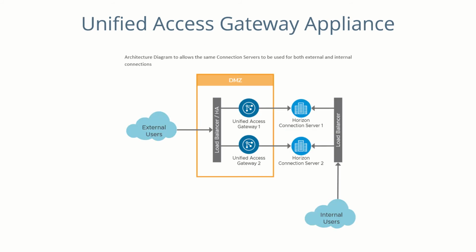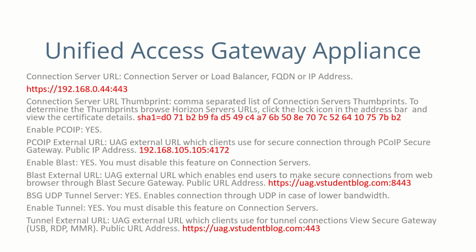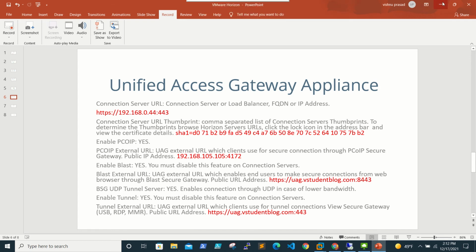To configure the environment for both internal and external users, in this scenario we have two UAGs connecting to connection servers and a load balancer to connect internal servers. This is a diagram which says that using this scenario we can configure for both internal and external users. These are the settings which we'll be using in our lab.